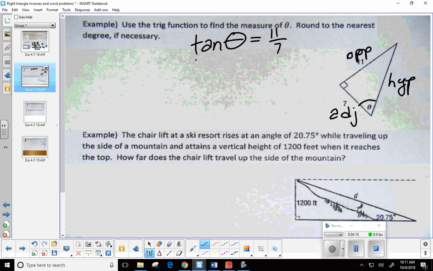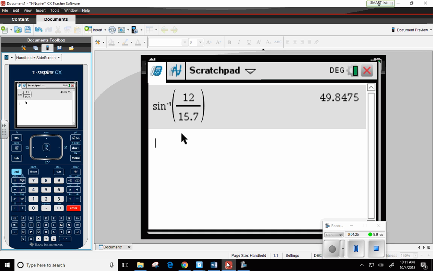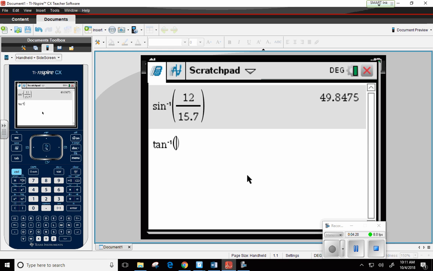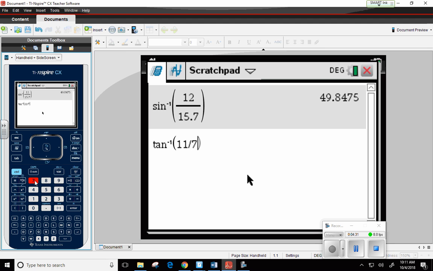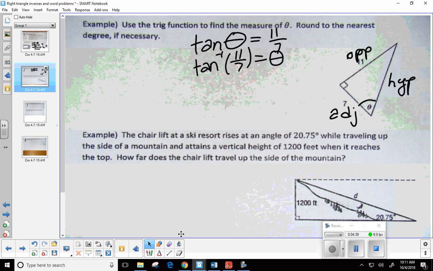Then we're going to do the inverse tangent, which is just going to bring it inside of the 11 over 7. That's going to equal theta. And then we'll plug this in our calculator. 11 over 7, and we'll close it. That's going to give us 57.5, and when we round, it'll give us 58 degrees equals theta. That makes sense. It's basically the same, just we're using tangent this time.